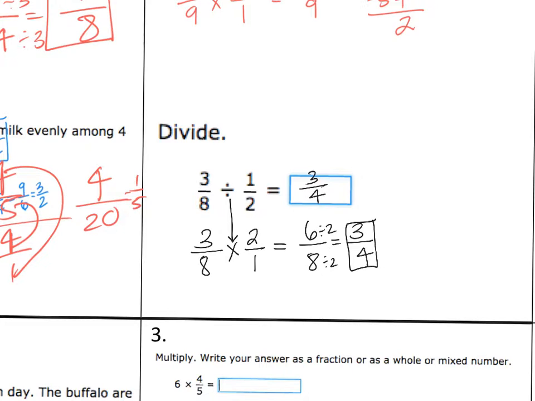You can also do this using the ear method. 3/8 divided by 1/2. 3 times 2 is 6. 8 times 1 is 8. That reduces to the same thing, 3/4.